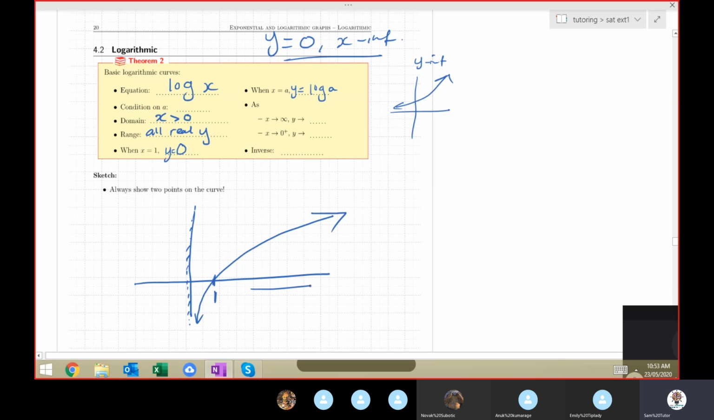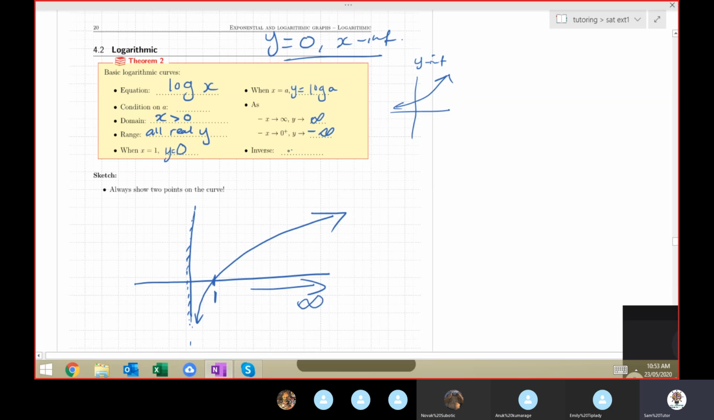What's happening as x is approaching infinity? What's happening to the y value as x approaches infinity? Your y value is also approaching infinity. And then what's happening to your y value as your x value is approaching 0 from the positive side? So as x is approaching 0, your y is approaching negative infinity. Can you see that? How this curve here is just going to keep going down to negative infinity.